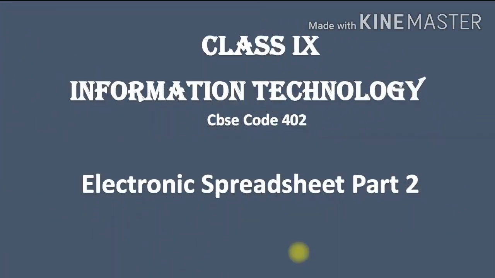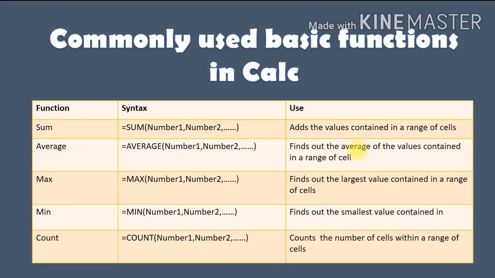Namaste to all. In this session, we are going to continue the chapter Electronic Spreadsheet. Now we are going to discuss commonly used basic functions in Calc. What is a function? A function is a predefined formula. Every function begins with an equal to sign and is enclosed by parentheses, and arguments in the functions are separated by commas. Here we are going to see some of the functions: sum, average, max, min, count.